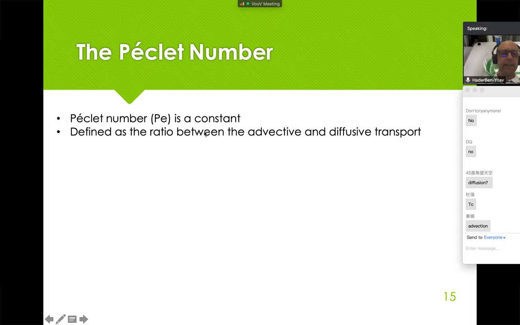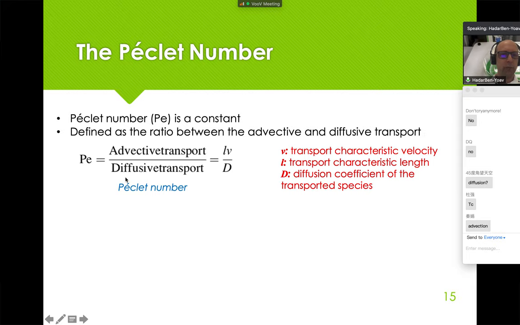Now we're going to find another number that describes the flow in the solution, such as Reynolds described the turbulence or laminar flow in the channel. And now we describe the Peclet number. Peclet is a constant, and it defines the ratio between the advective and the diffusive transport. You see, it's kind of similar to what we said. So we have the advective transport and the diffusion transport, and the ratio between them is L times V over D. It's very similar to what we did.